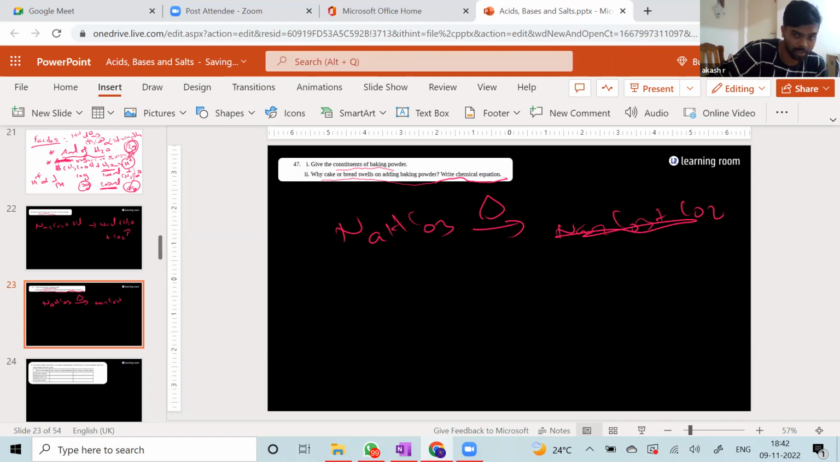No, this is not the reaction. How is CO2 getting produced? It is because of CO2 formation that it is becoming fluffy. Okay, let me check this.